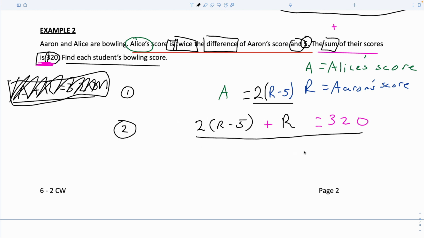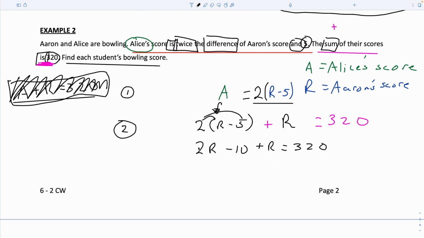So once we get to this part, you needed to set up an equation that equaled A. We plugged in this thing to make it 2R minus 5 plus R. Let's solve from here. Solving this starts with the distributive property. You get 2R minus 10. We're 3 steps away. Combine your R's. 2R plus 1R is 3R.